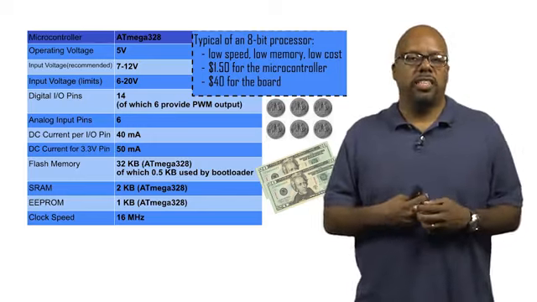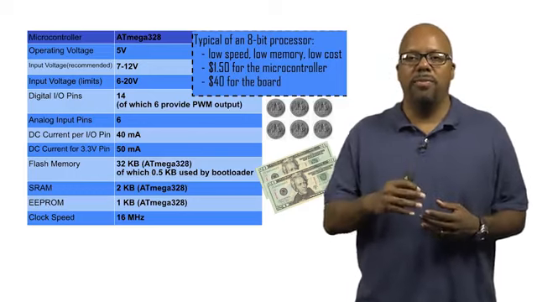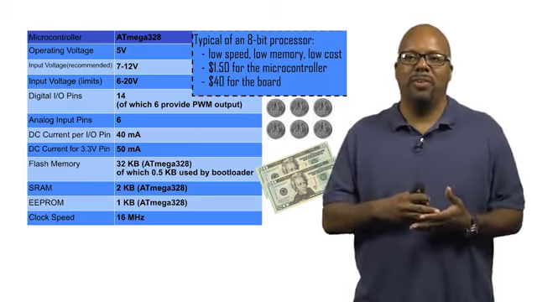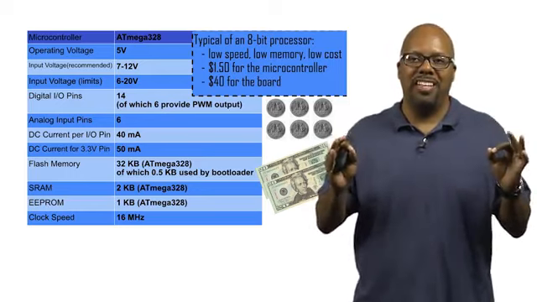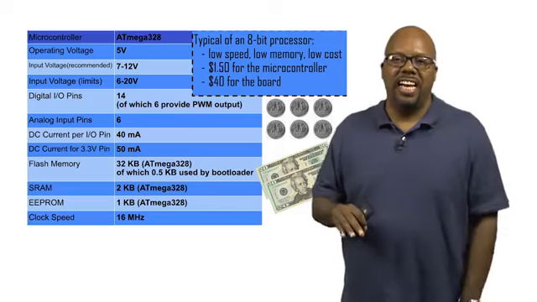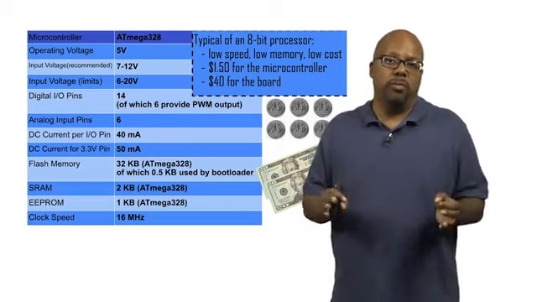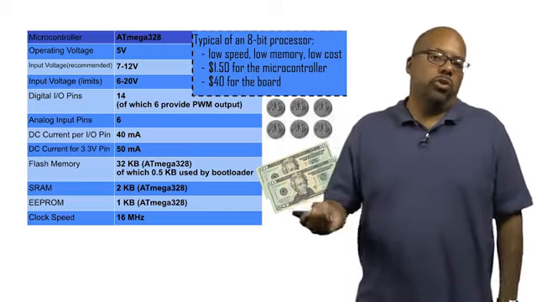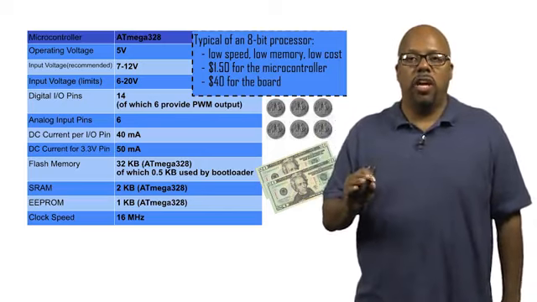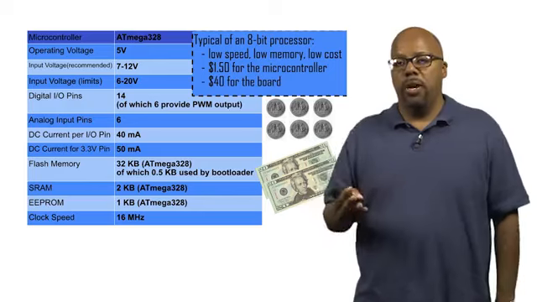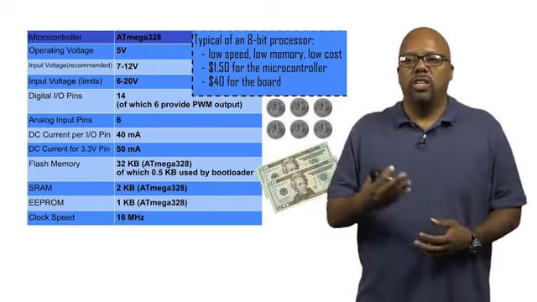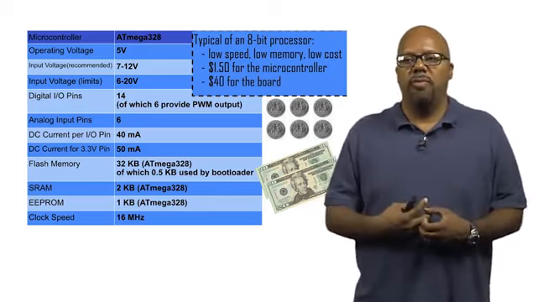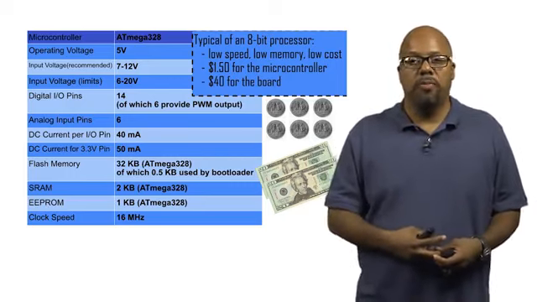SRAM stands for static random access memory. It's just regular memory, but it's volatile memory. What that means is when you turn off the power, anything in SRAM disappears, and when you power it on again, you've got to reload SRAM. So SRAM is the memory the program uses at runtime, and it's 3 kilobytes, which is not much.